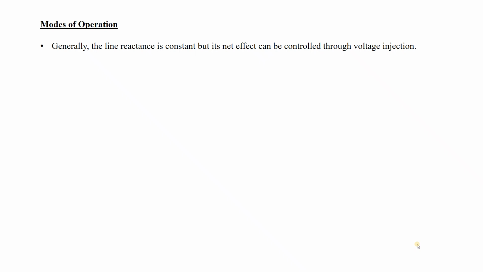The line reactance is constant, but its net effect can be controlled through the voltage injection. So its effect can be controlled. Reactance is constant in the sense that physically it is constant. Reactance is the inductive reactance of the inductor, measured in ohms. If a transmission line is there, the reactance is within it and we cannot change it, but the value of the reactance is equal to 2 pi f L.